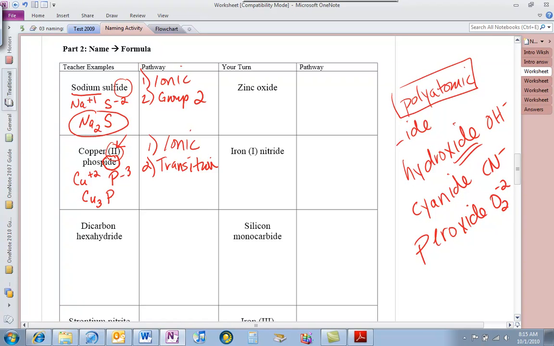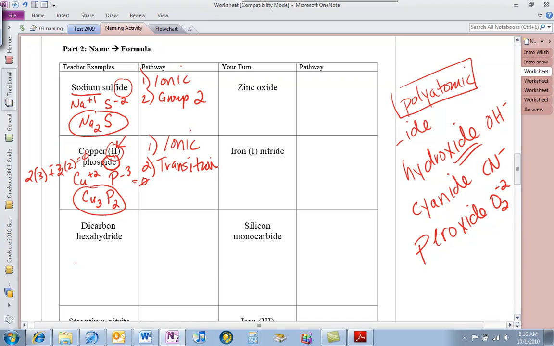Cu3P2. So how did I do that? Well, this has to add up to a total charge of 0. Between 2 and 3, the smallest common multiple is 6. So I need to multiply this by 3 and this by 2 in order to get the charges to add up to 0. So now 2 times 3 plus 3 times 2 gives me 0, and those are negative. Everybody okay so far?